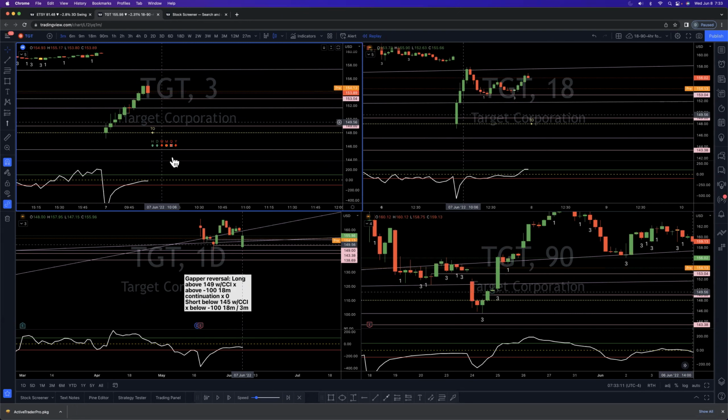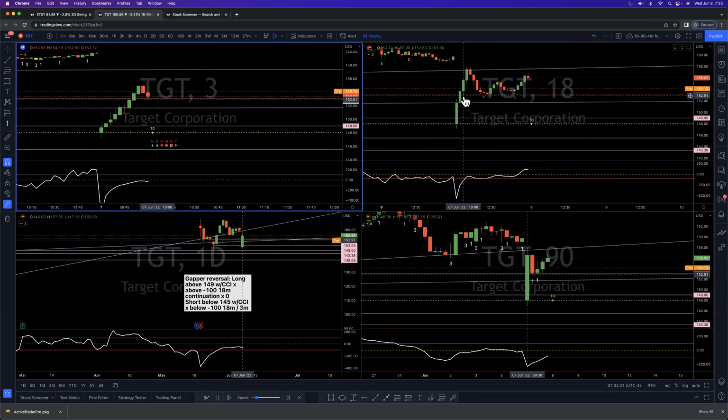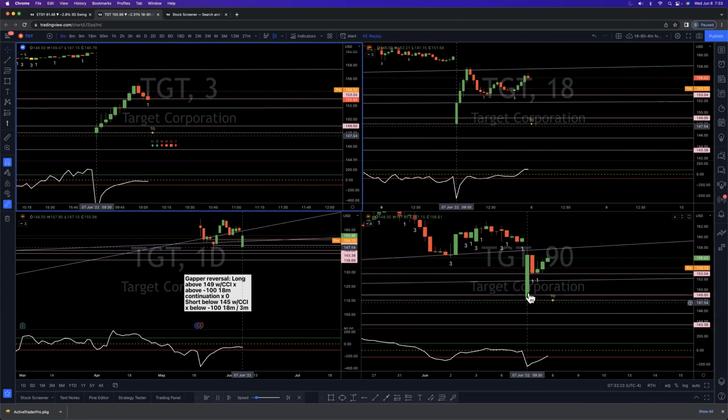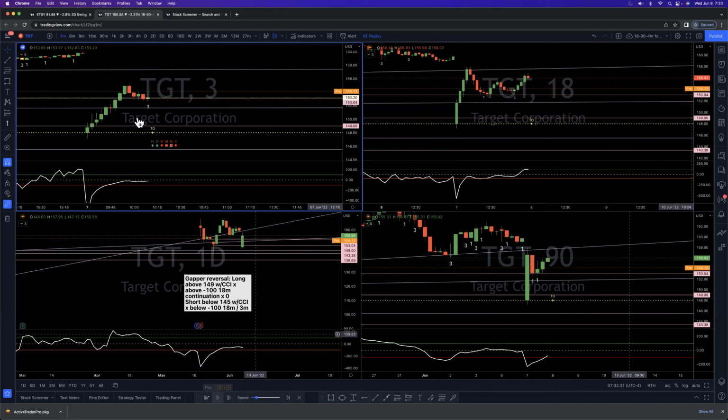So I'm holding. And this is what you have to say to yourself. You got to start talking to yourself, guys. Start talking to yourself. Hold. Let's see if it breaks back below here. And again, your 90-minute is big green. So it starts to trade below this level here.